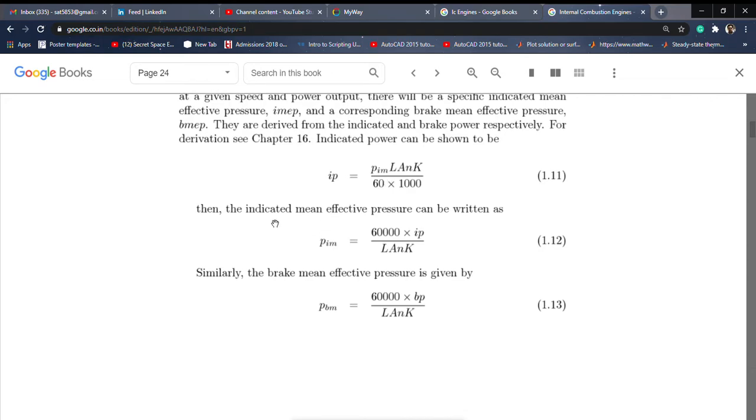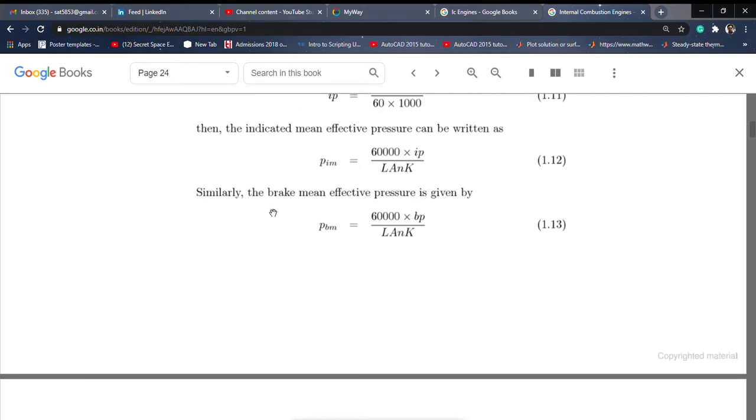Then the indicated mean effective pressure can be calculated from here. If you have the indicated power, you can calculate the indicated mean pressure. Take all these parameters on this side, and you will get the indicated mean effective pressure. Similarly, the brake mean effective pressure is given by replacing the indicated power by brake power in this term.